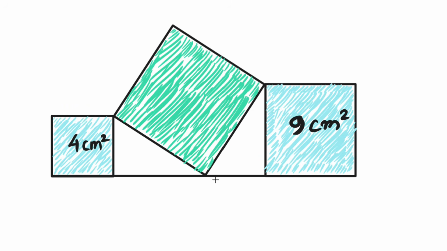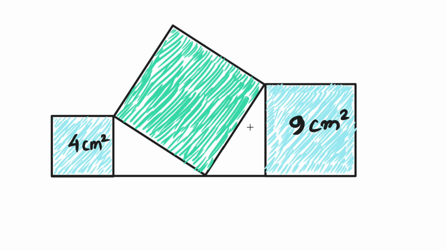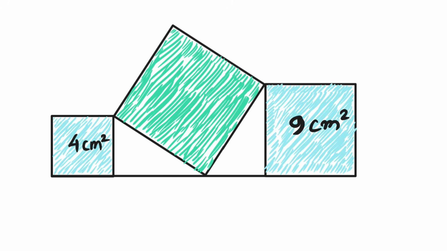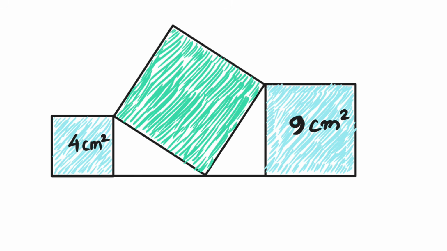All right, let's solve this geometry problem carefully and step by step. We have two blue squares and one green square arranged together as shown in the diagram, and we are told that the smaller blue square has an area of 4 square centimeters, while the larger blue square has an area of 9 square centimeters. Our job is to find the area of the green square.